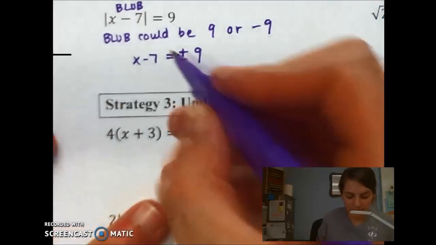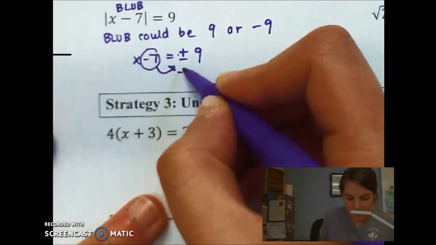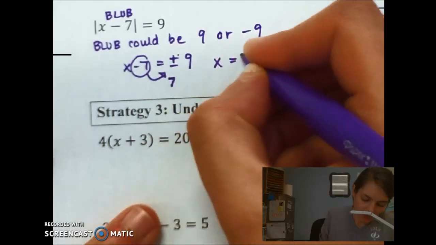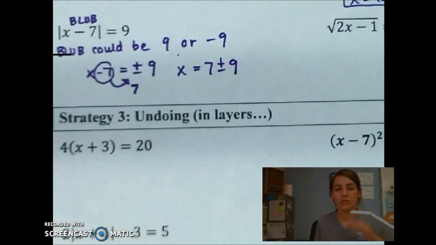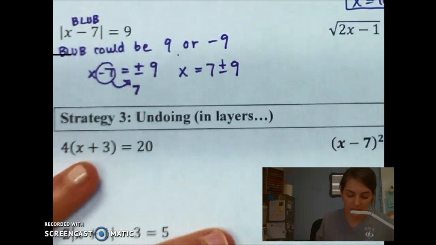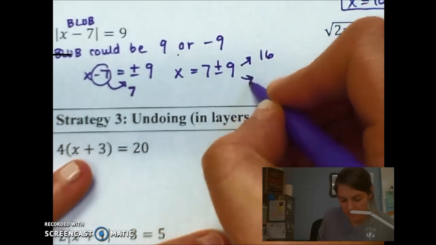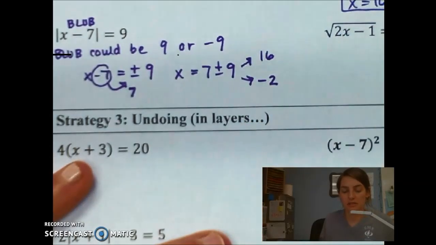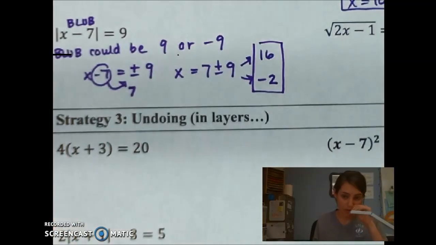So then we can still solve this equation for x by flipping this over as a positive 7. So then we have x equals 7 plus or minus 9, which is just shorthand for 7 plus 9 and 7 minus 9. So 7 plus 9 is 16, and 7 minus 9 is negative 2. So our two answers for x here would be 16 or negative 2.